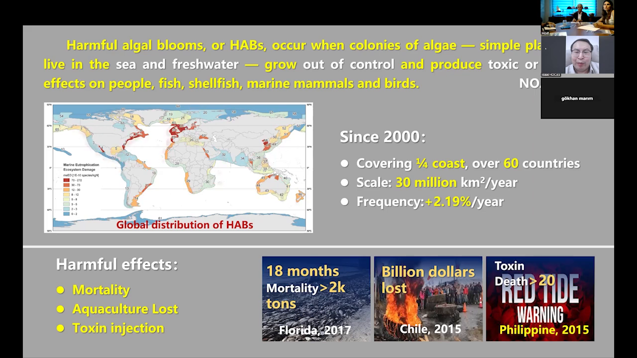For the Philippines, the name of the location is the Sama Island. So in 2015, because of some toxic algal blooms, 20 people just died because they ate the shellfish, which has the algal toxins in the shellfish.